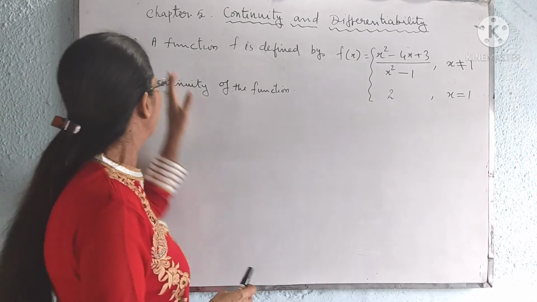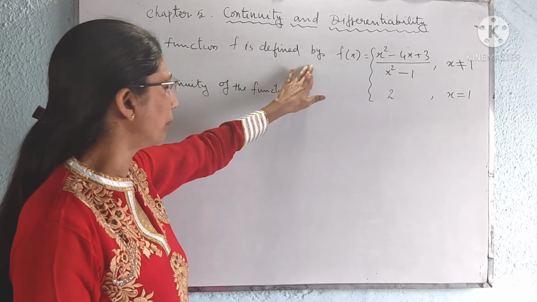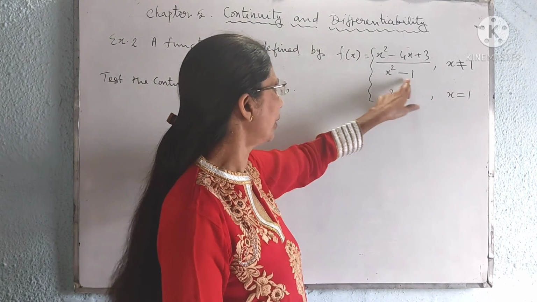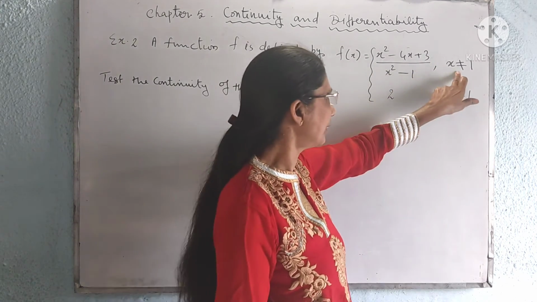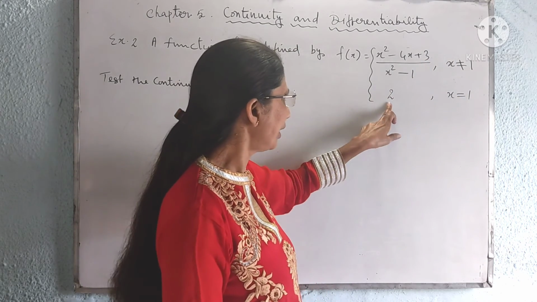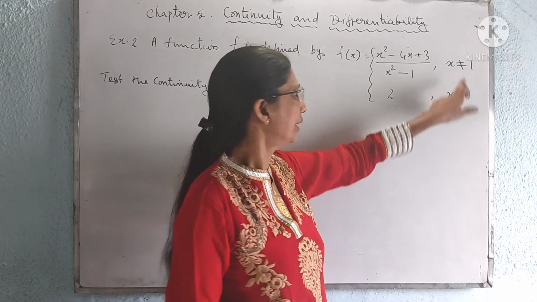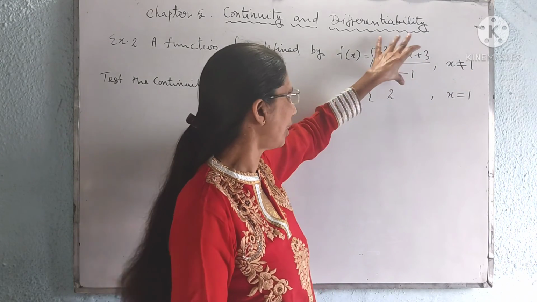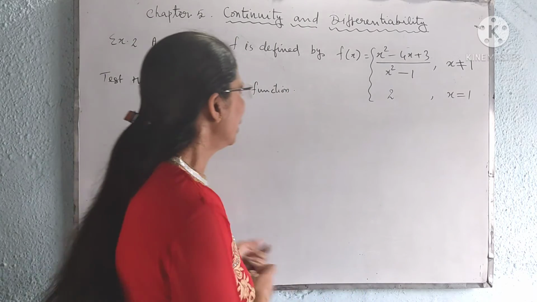Second example: a function f is defined by f of x equals x square minus 4x plus 3 upon x square minus 1 for x not equal to 1, and it is equal to 2 for x equal to 1. Here x not equal to 1 means we can apply the left hand limit and right hand limit in the same function.